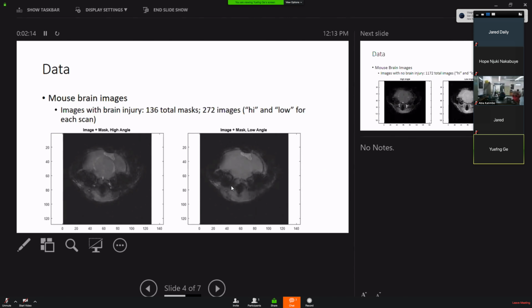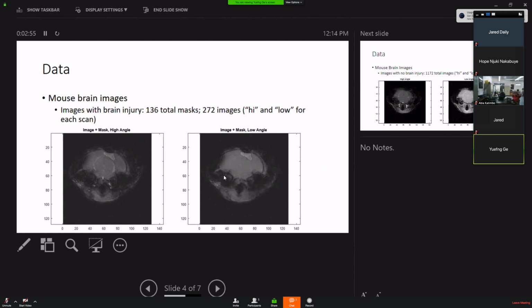Okay, so our data, like Jake was talking about, we've got images with brain injury. There's 272 images, but they're really duplicates taken at different MRI settings. So there's 136 total images with 136 masks that have already been made for us. If you look very carefully, you can kind of see this grayish shape here. That's the mask showing where the injury is. It's overlaid on the image of the mouse brain.